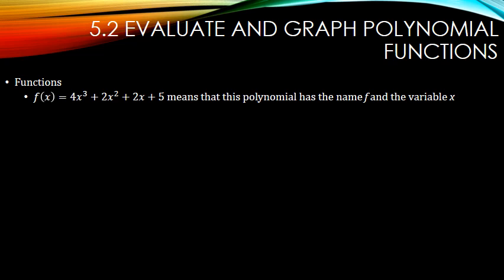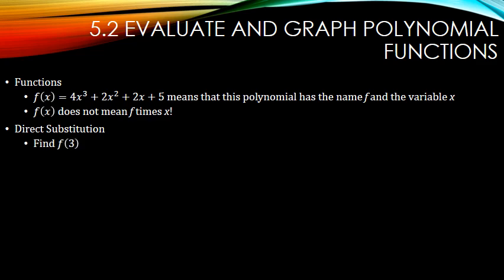A function f of x equals all that stuff means that the polynomial has the name f and the variable x. Name f, variable x. We name functions this way so that we can have a whole long list of functions and we can tell which one we're talking about. We can have function f and g and h and so on. And then the x just tells us what variables we have or what value we've plugged in. F of x does not mean f times x. F of x is one thing, it is the name of the function.